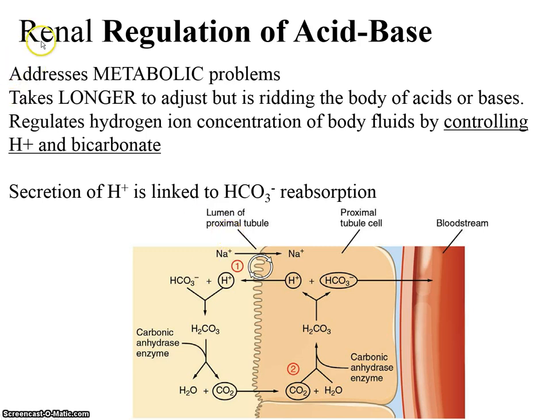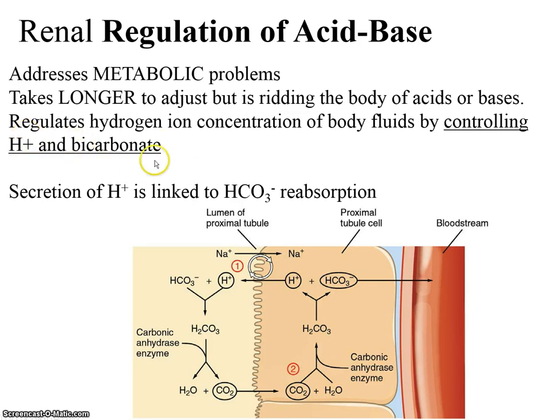So we say that the renal system really addresses metabolic problems, while the respiratory system addresses, of course, the respiratory problems, or respiratory acids and bases. So it takes longer to adjust, but it is ridding the body of acids or bases. It regulates hydrogen ion concentration by controlling the amount of hydrogen ions in the blood, and the amount of bicarbonate.